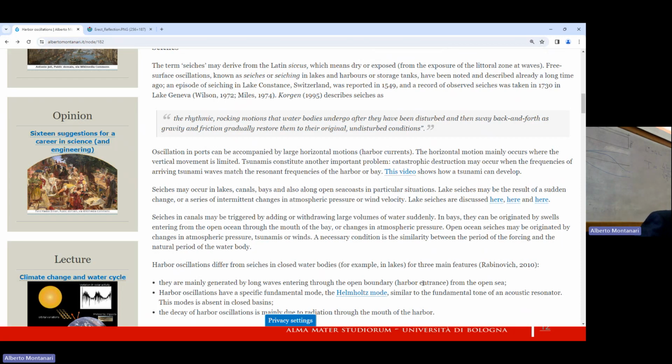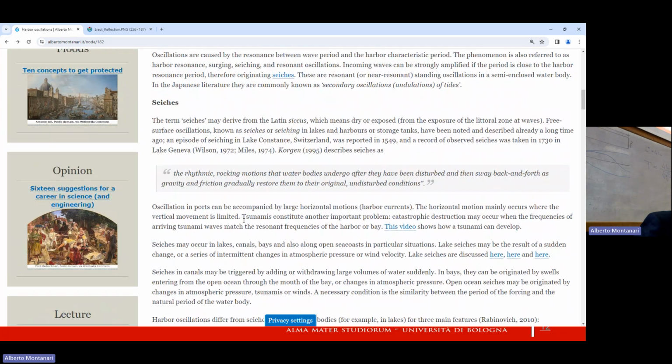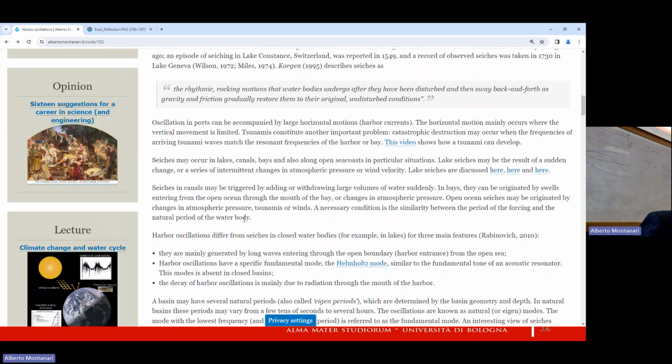Now, what should you remember here? So first of all, just for preparing your exam, just remember the Merian's formula, and be prepared to provide a description of what is a standing wave, which generates from the superimposition of an incoming and reflected wave.